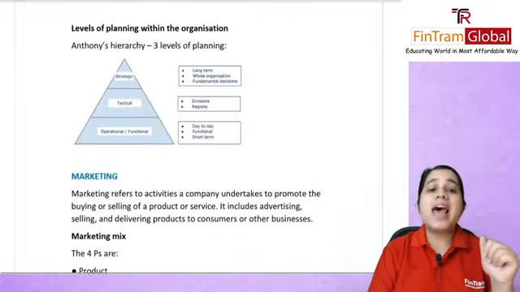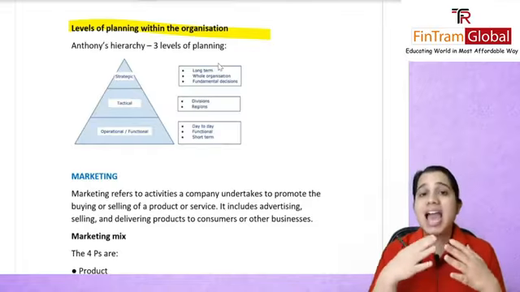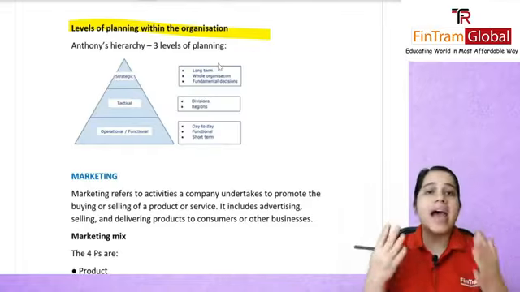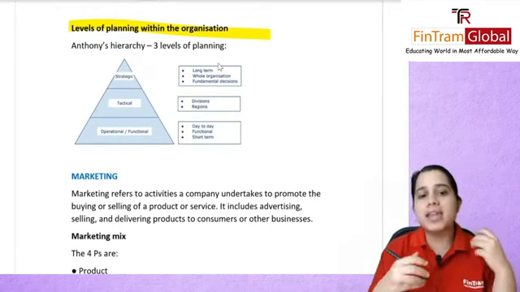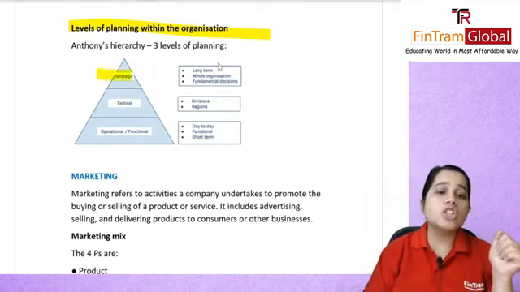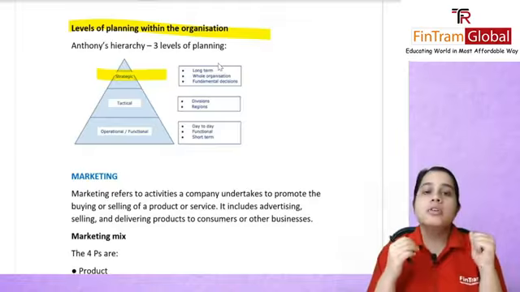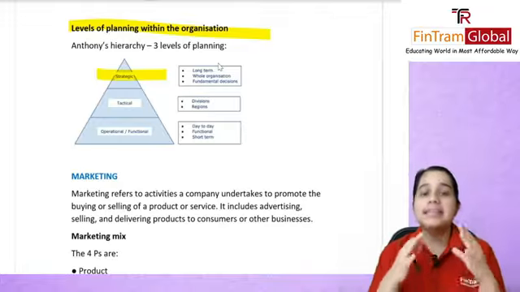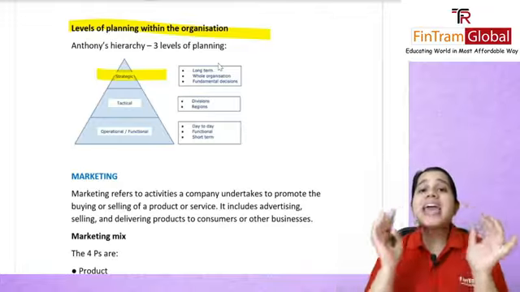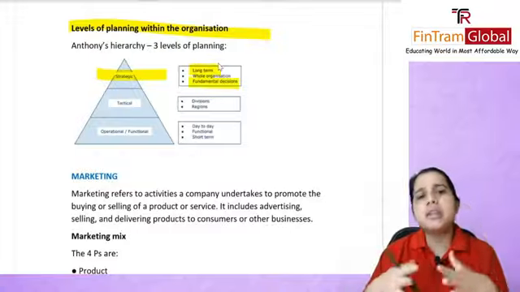Now, levels of planning within the organization. Here we had studied Anthony's triangle, Anthony's hierarchy, whatever you want to call it. So there were 3 levels of planning. We had on the top your strategic level. Here your strategic managers, your top level managers, are going to undertake long-term planning. This will affect your entire organization, and they will be making any fundamental decisions.